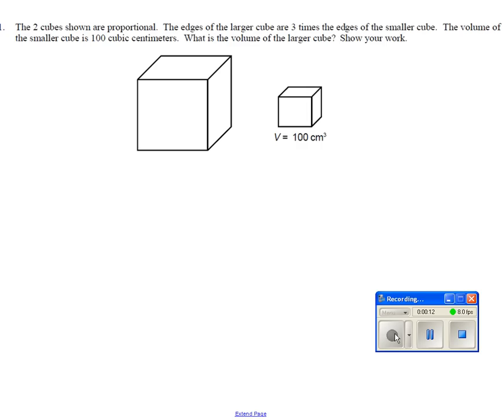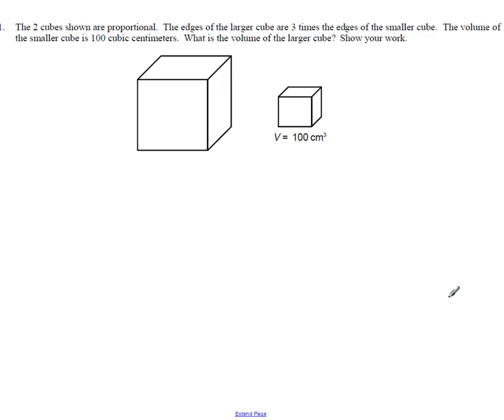Now it's on. All right, 2 cubes shown, proportional. Proportional just means there's going to be some scale factor between them. Edges of the larger cube are 3 times the edges of the smaller cube. So what does that mean our scale factor is? 3. So scale factor is 3.